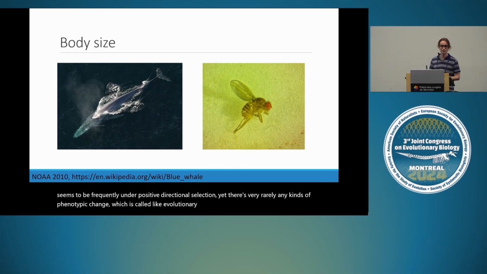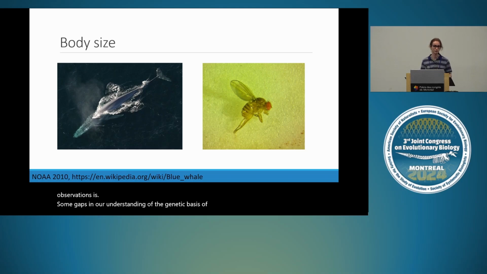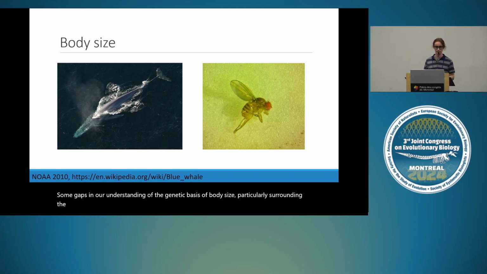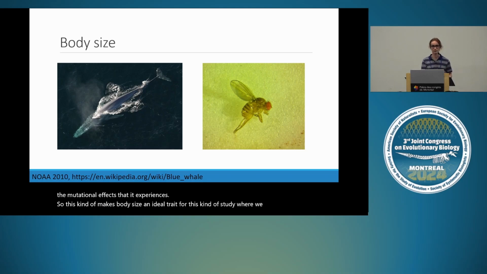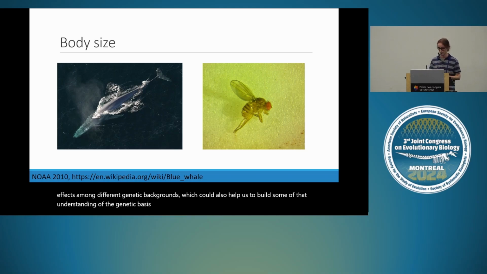Underpinning these observations are some gaps in our understanding of the genetic basis of body size, particularly surrounding the mutational effects that it experiences. This makes body size an ideal trait for this kind of study, where we can consider the mutational effects among different genetic backgrounds, which could also help us build some of that understanding of the genetic basis of body size.